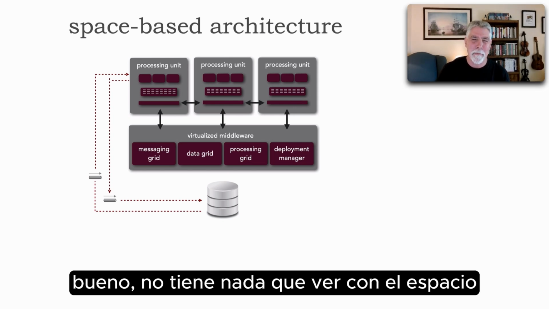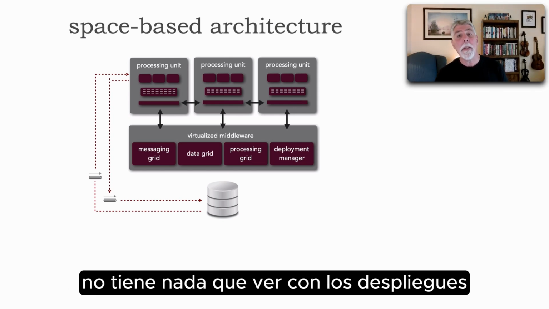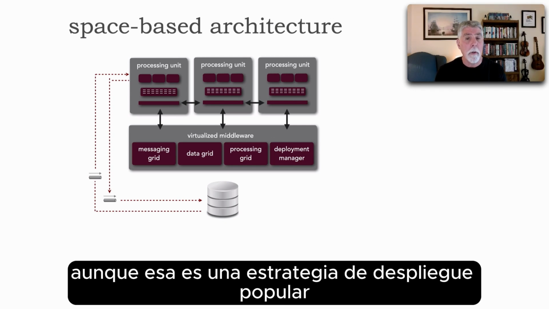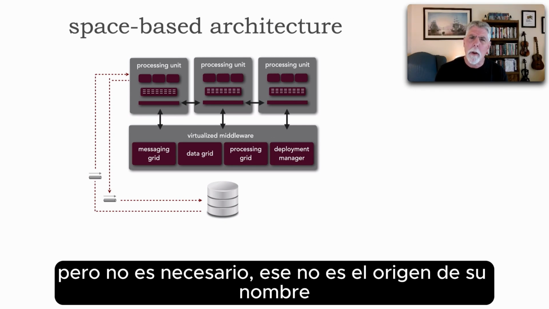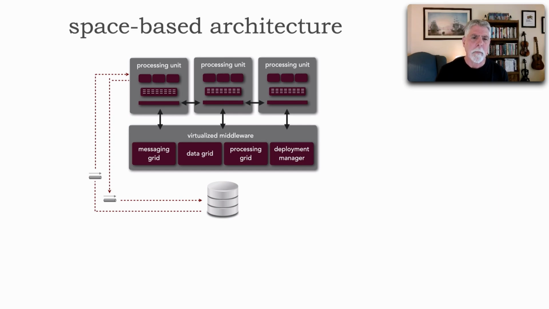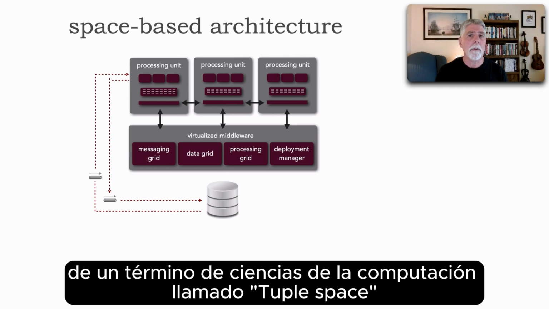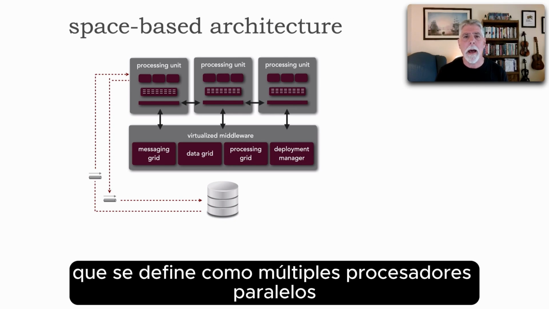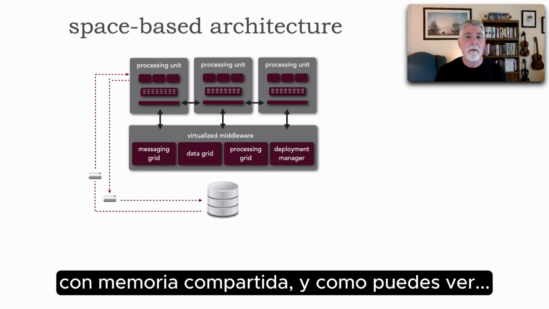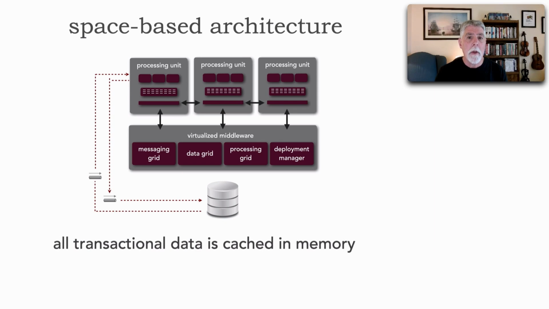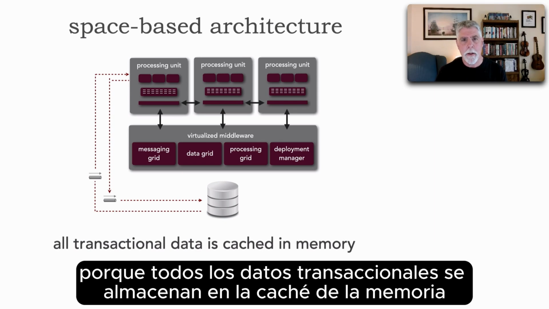Well, it has nothing to do with space, outer space. It has nothing to do with cloud-based deployments as well, although that is a popular deployment strategy. But it's not required. That's not where it gets its name. Space-based architecture gets its name from a computer science term called tuple space, which is defined as multiple parallel processors with shared memory. And you see, that's a great way to describe the shape of this architecture style, because all transactional data is cached in memory.